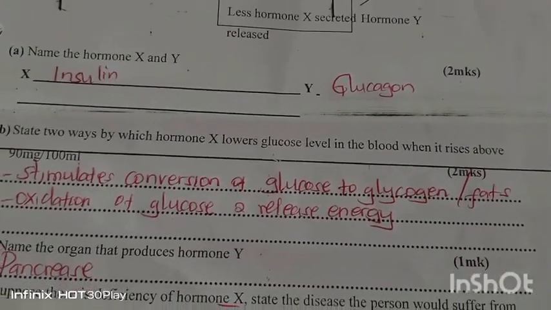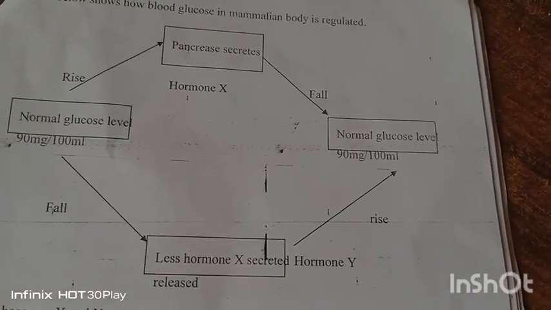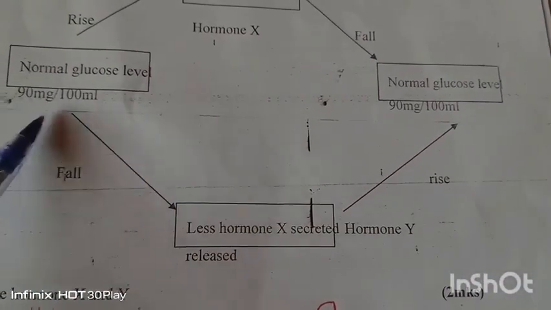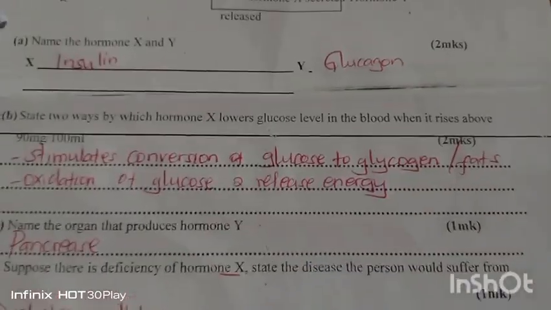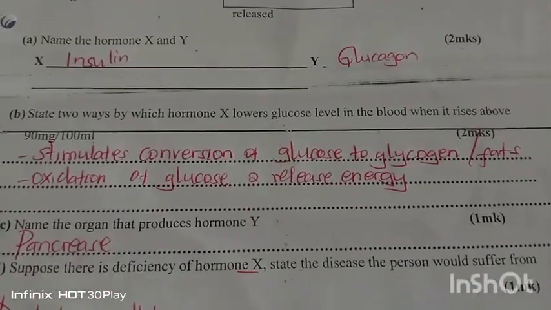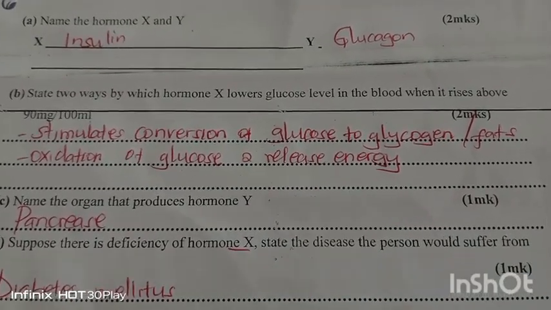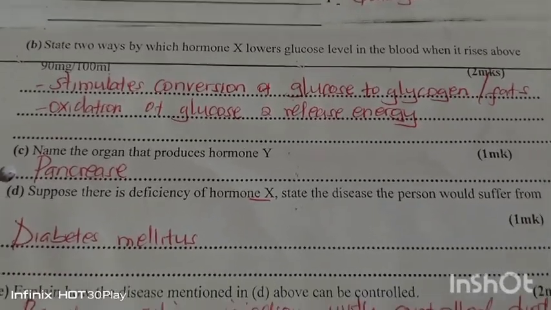So you are asked to name hormone X and Y. Hormone X is the one that is produced when the glucose level rises above normal. That hormone is insulin. And Y, the hormone that is produced when glucose level falls below normal, is glucagon. Remember, insulin is released when the blood sugar level rises above normal so that it lowers it, while glucagon is produced when glucose level is below normal to raise the blood glucose level.